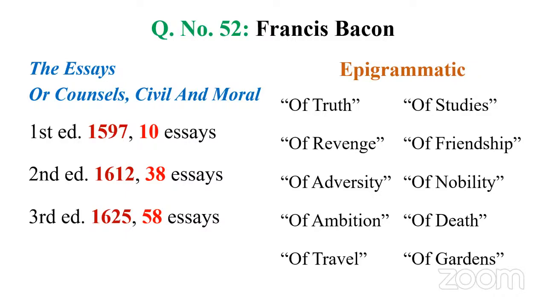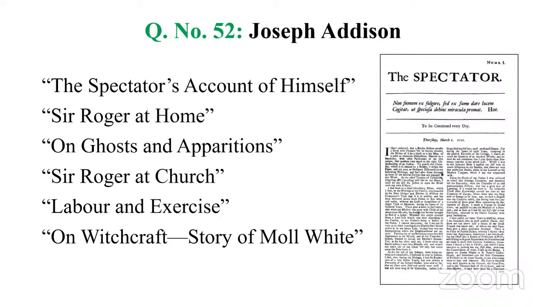These are the often prescribed essays, because Francis Bacon is known for his epigrammatic style, short and sweet. So these are the essays you can at least read: Of Truth, Of Studies, Of Revenge, Of Friendship, Of Adversity, Of Nobility, Of Ambition, Of Death, Of Travel, Of Gardens. Right? Then we go for the next one, Joseph Addison.